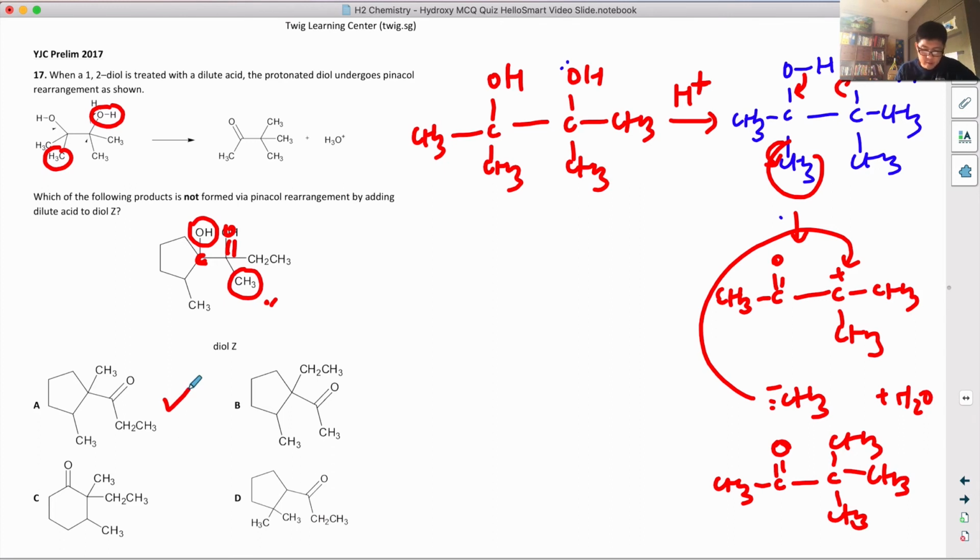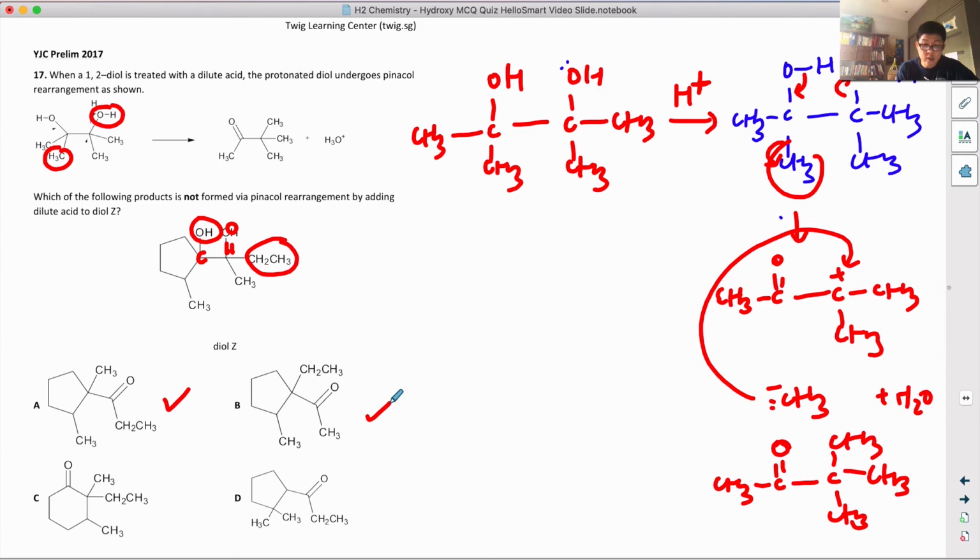Can you see that? Let's try the next one. You must be able to see a pattern here. For the second one, you kick out this CH3, it goes to this carbon, and then this OH is gone, and also this one forms the C double bond O. So that's why you get this structure.